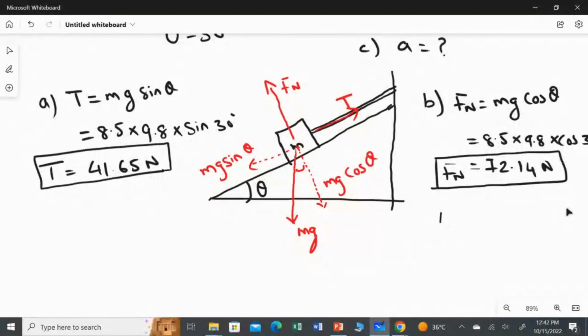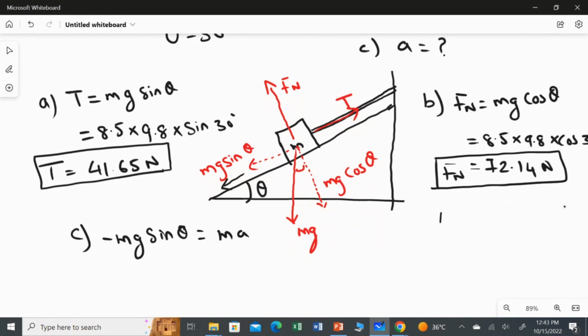So for the third part, if you cut the wire, what will happen? The block will be accelerating. Which direction will the block be accelerating? In this direction. That means it will accelerate in the direction of the sine component, not the cosine component. Understand? So I have to write minus mg sine theta, which is equal to Newton's second law, because this is also a force and this is also a force. So I just equate these two.